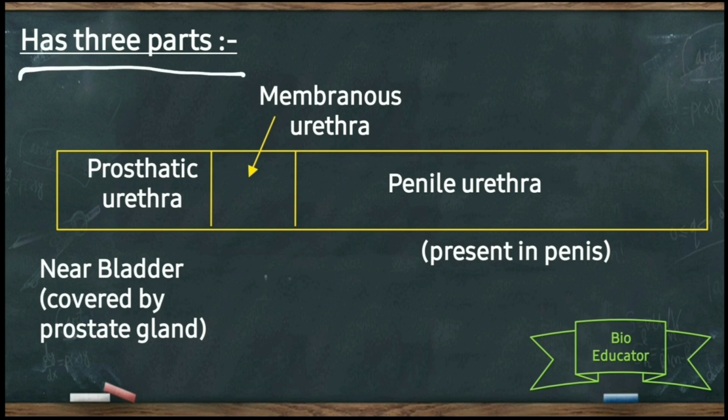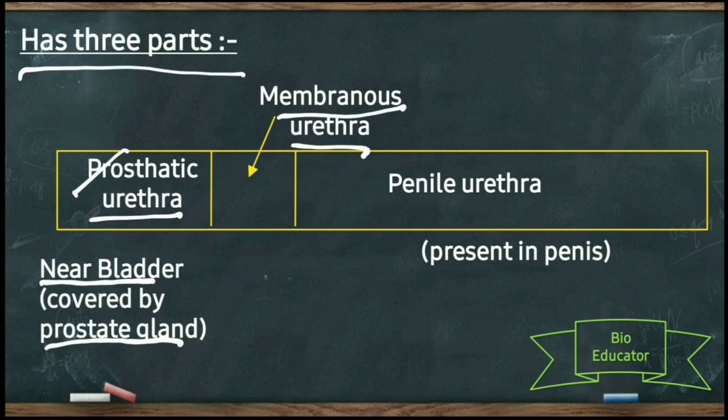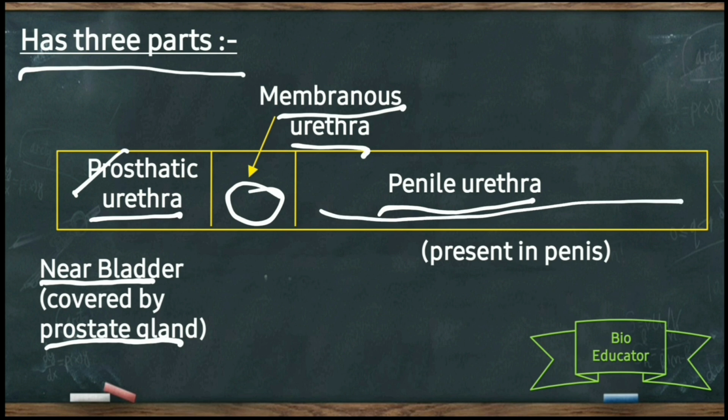The urethra has three parts. First, the prostatic urethra, which is present near the base of the bladder. The main thing is it is covered by the prostate gland, so it is called prostatic urethra. Second is the membranous urethra. It is the small portion present behind the penis. Third one is the penile urethra. It is the long part and present in the penis, hence called penile urethra.